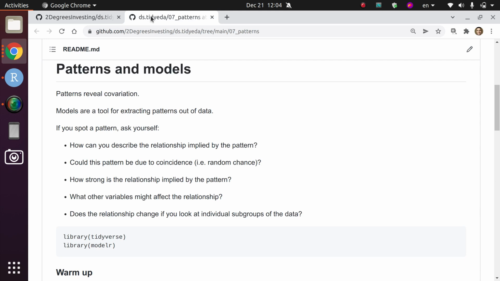Before we start exploring some code, let's have a quick look at some general ideas about patterns and models. Patterns reveal covariation. If variation is something that adds uncertainty, then patterns are something that reduce that uncertainty. Models are just a tool for extracting patterns out of data, and we're gonna be using that as a way to see what remains after we extract that pattern.